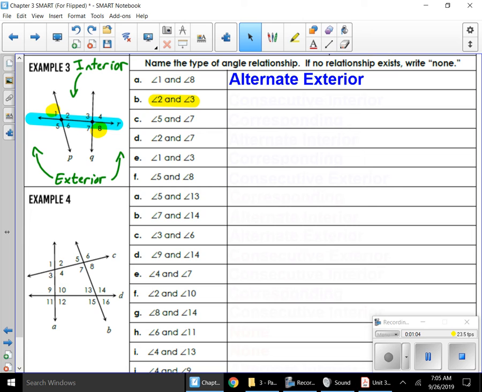Jumping down to 2 and 3. Now we are on the same side of the transversal. They're both above R, and they're on the interior. So those are consecutive interior angles.